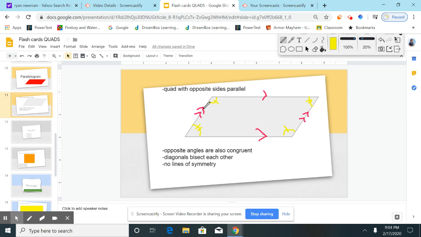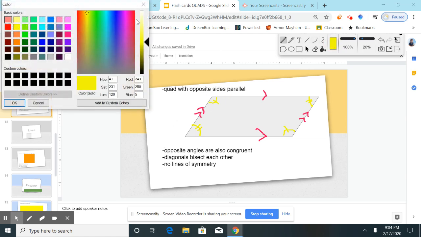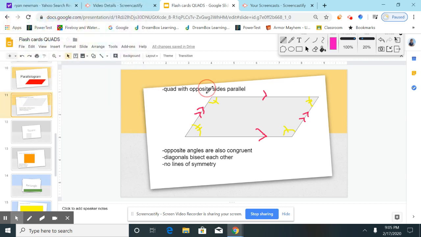Next part, diagonals bisect each other. You don't have to write this part in. I'm just going to show you, but they do. So that corner to corner, boom, boom, and bisecting. Yes, they're both making triangles that are even. No lines of symmetry on this.